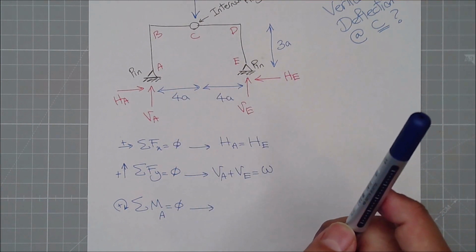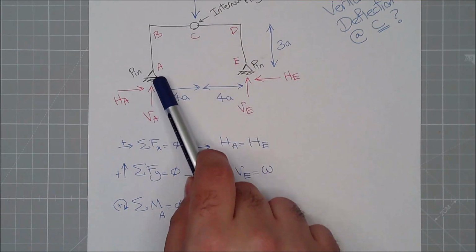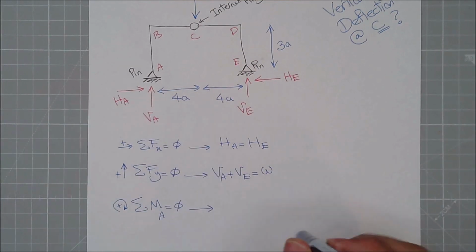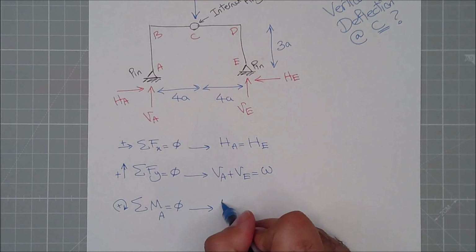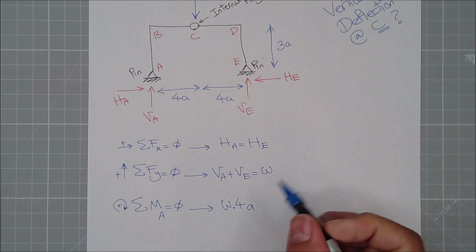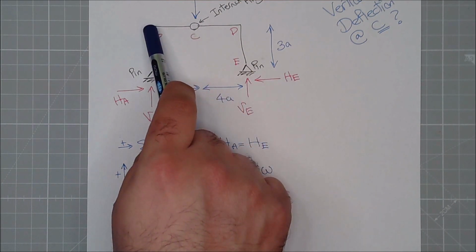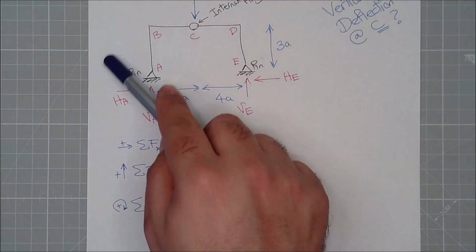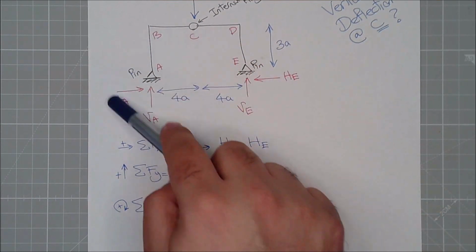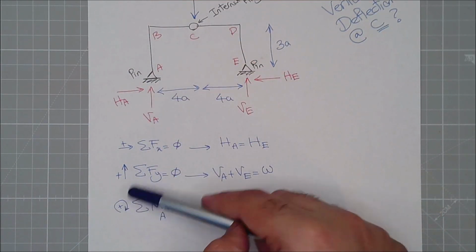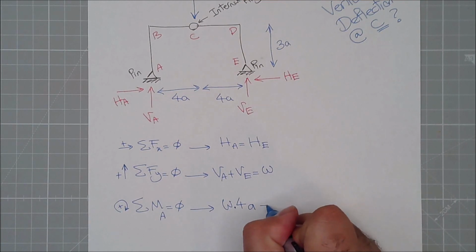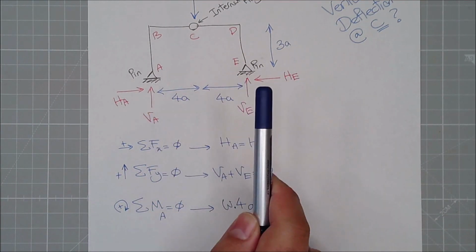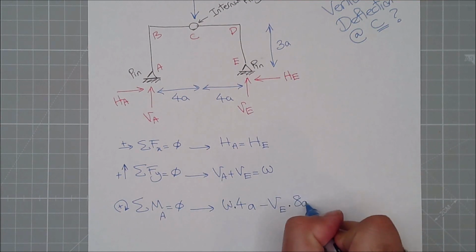That's it. So W going around A is clockwise, so it will be positive. W times its perpendicular distance 4A. This guy, VE going around A, is against my direction, so negative. So negative VE times its distance 8A equals 0.